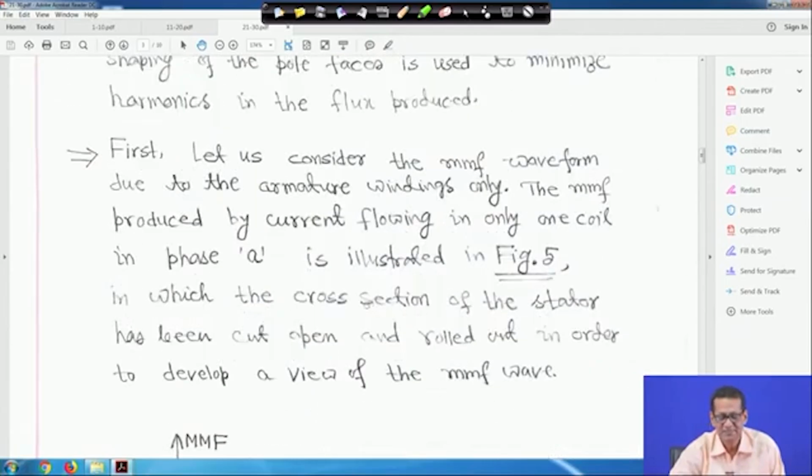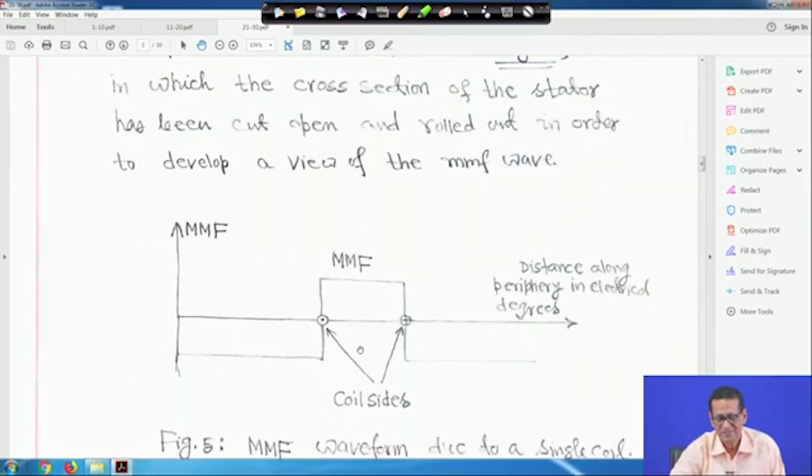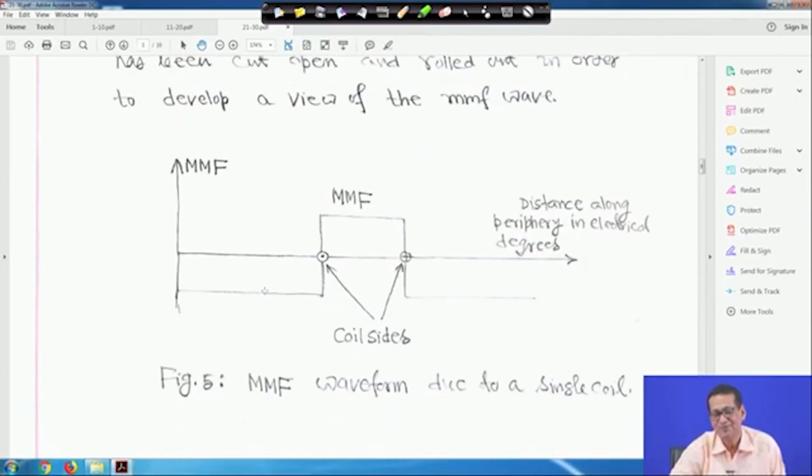It is something like this, shown here for phase A, in which the cross section of the stator has been cut open and rolled out in order to develop a view of the MMF wave. So, this is only for one coil that this is the MMF wave. Later we will see, if you add one coil after another, it will be like a staircase. Finally, when you have so many, the shape looks like a sinusoidal waveform, right. So, this is the MMF waveform due to a single coil, right.